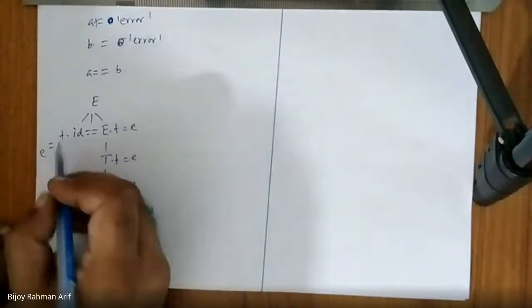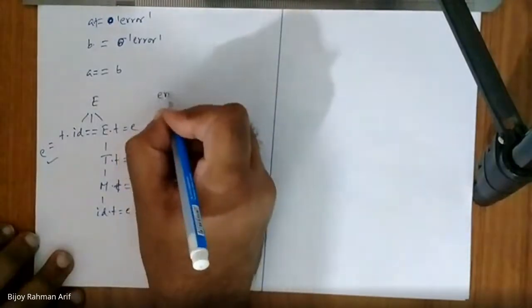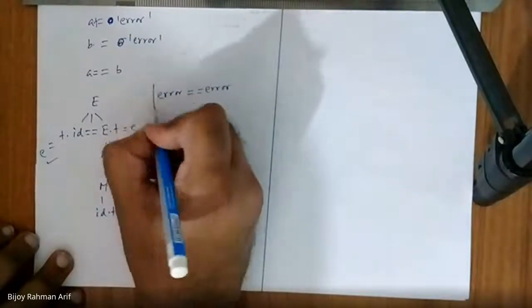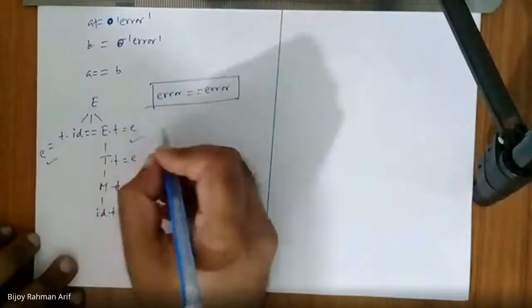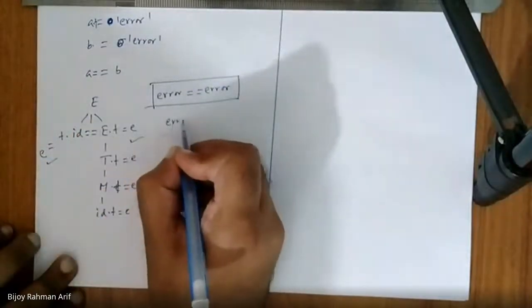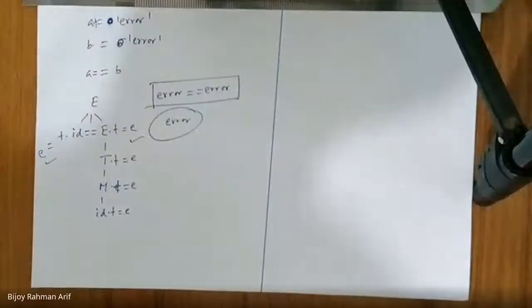Now what happened? This one is equal to this one. Am I right? Yes, sir. Error is equal to error. But can you compare error with error? No. So you have to discard that one. That's why if the left side is actually error, then we definitely return error. That's why we have the checking condition. Did you get the point, sir? Yes, that is the reason.